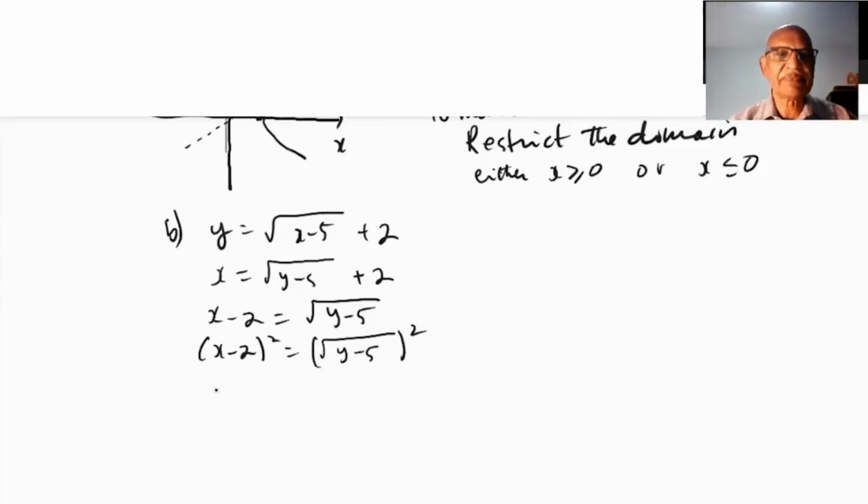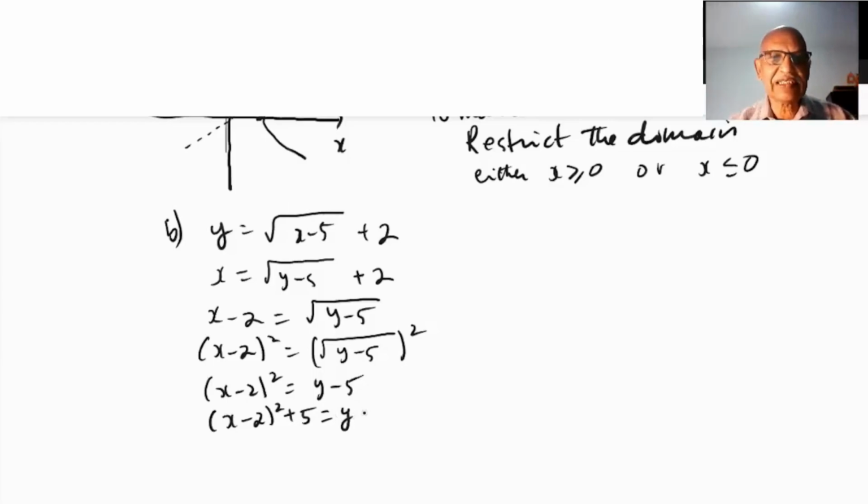Then I have x minus 2 squared. If I square a square root, I get only y minus 5. Now we said we have to isolate the y. To isolate the y, I have to bring the 5 to the other side. Plus 5 equals y. And this is the inverse, f inverse. So the inverse of this is that. We will see the graph, and with the graph we see whether the inverse is a function or not.